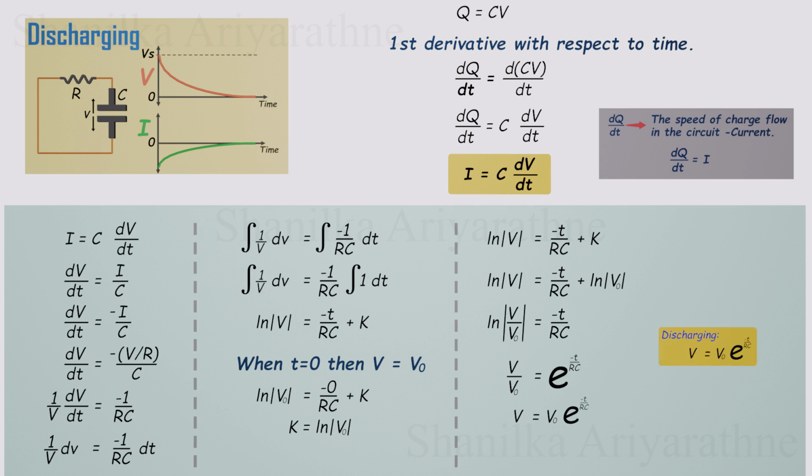This is the formula that shows how a capacitor discharges over time. The voltage doesn't drop in a straight line. It falls gradually along a smooth, exponential curve.